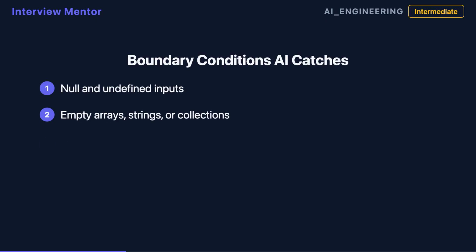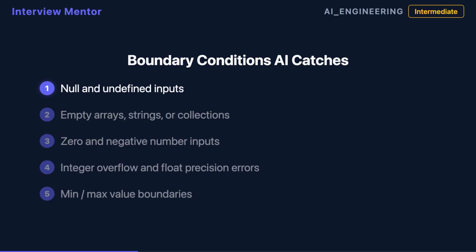AI is especially good at spotting classic boundary conditions: null or undefined inputs, empty arrays or strings, zero, negative numbers, and values that cause integer overflow or floating point precision errors. These are the failure points developers routinely skip when focused on the happy path.